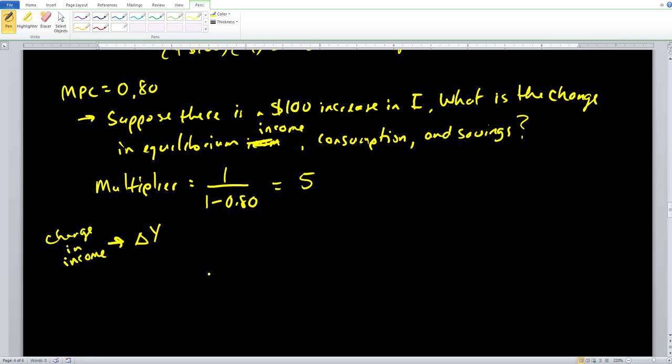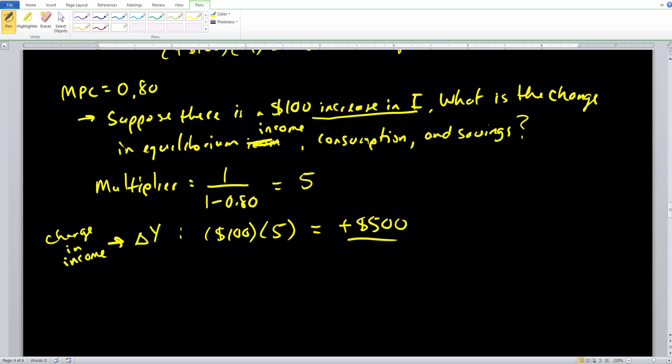So change in income, delta Y. We can go ahead and take a look at what we are changing. Is investment affected by the multiplier? Of course it is: C, I, G, net exports. So yes, when we change investment spending, it will be affected by the multiplier. The change in income is simply going to be the change in spending, which is $100 in investment, multiplied by our multiplier, which is 5 in this instance. We bring that straight down. Therefore, our change in income is a positive $500. So equilibrium income within the economy changes by $500 when we increase investment by $100.